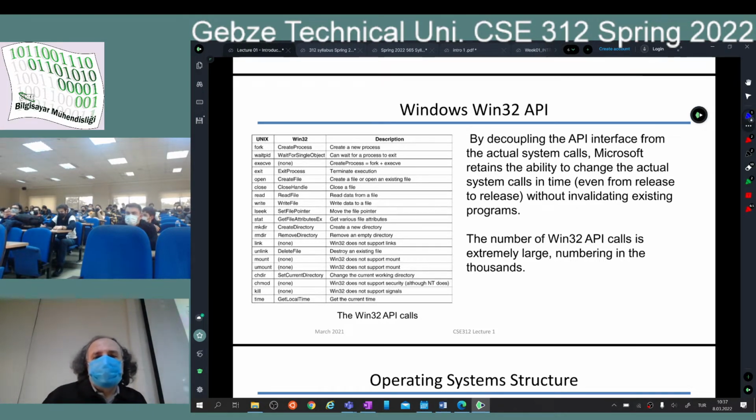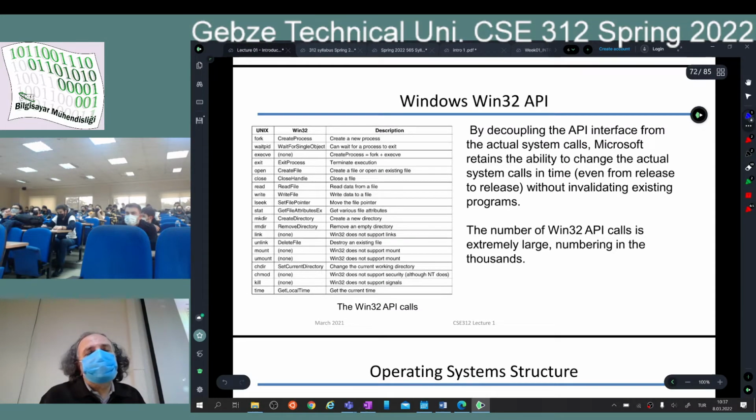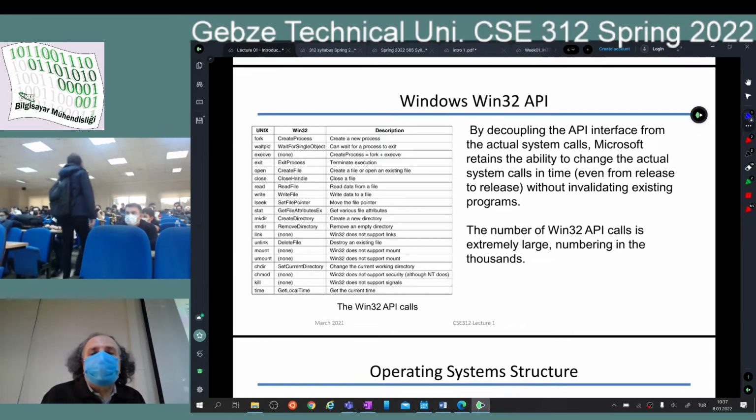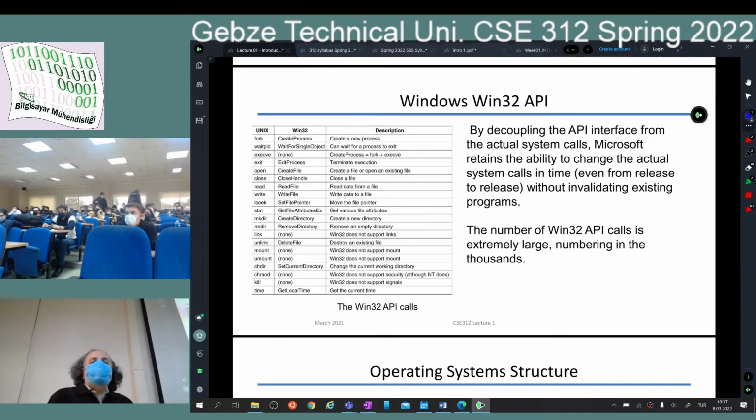Sometimes a procedure call might be a system call. Sometimes it is not, and it is up to Windows when to make that call. From one version of Windows, it might be a system call, and for other versions, it might not be. So you are not going to assume that some of them will result in system calls and some of them will not.